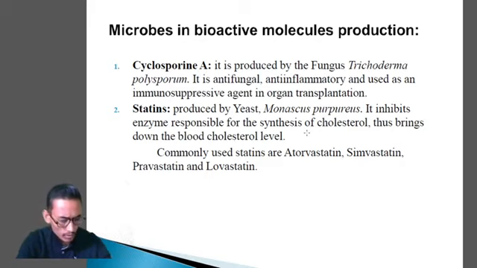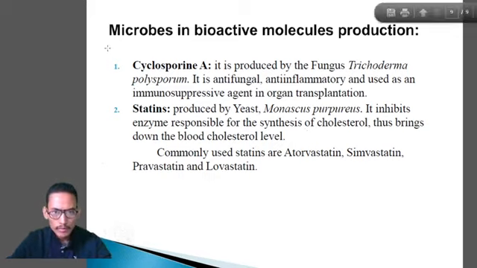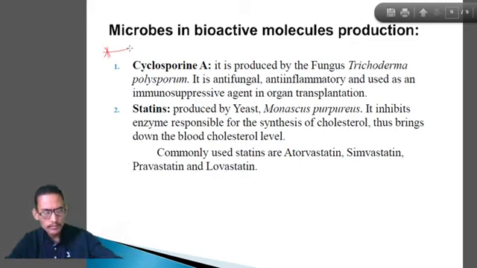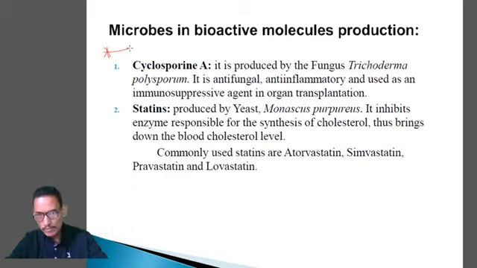So first one over here is cyclosporin A. These 2 bioactive molecules are very important. This usually comes in examinations. Streptokinase is very important as the name of the enzyme, along with these 2 bioactive molecules, cyclosporin A and statin. We will go through where they are produced and what their uses are, because they have the most important uses.